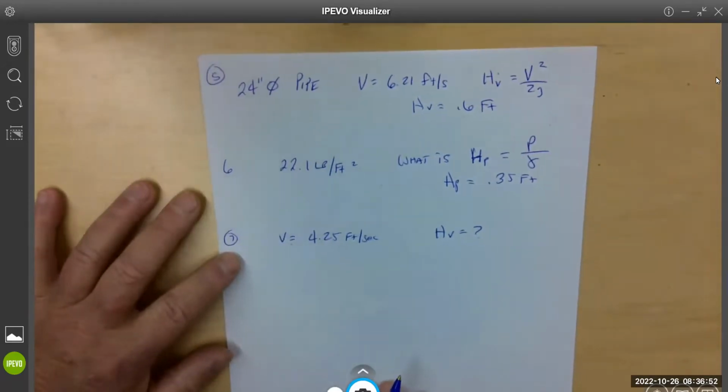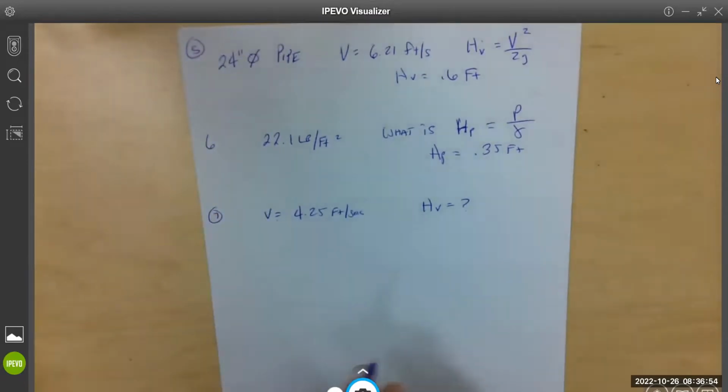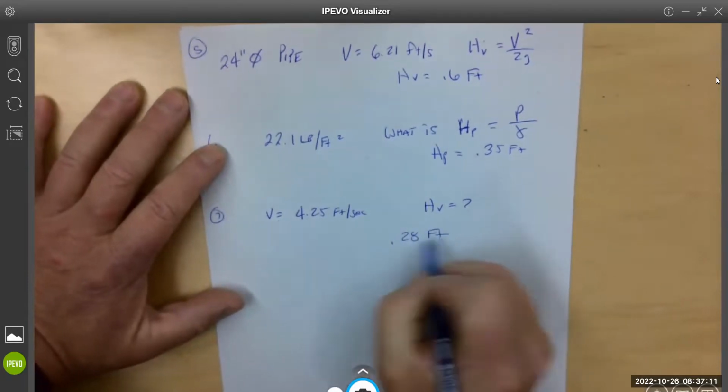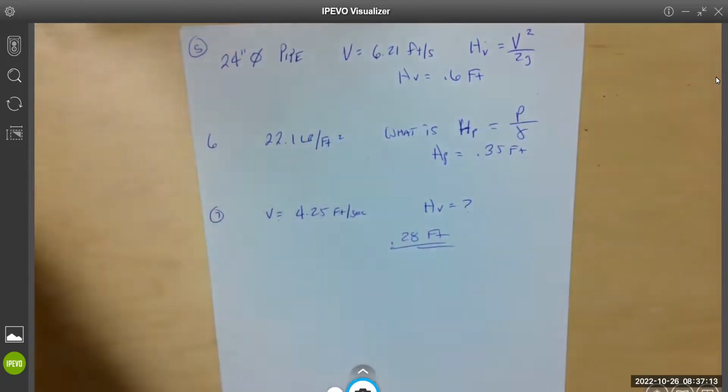Seven wanted velocity head again? Yeah. Oh yeah, I went back to the earlier problem, which had the 4.25. Yep. What'd you get? 0.28 feet. All right, pretty simple.